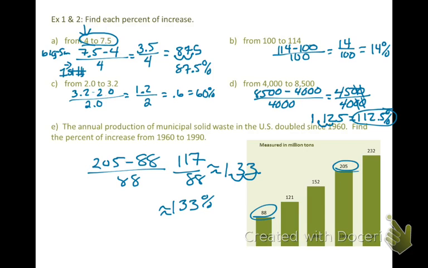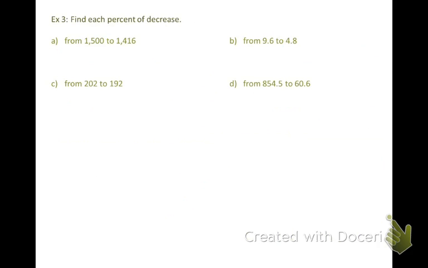It doubled a lot from 1960. Now remember, from 1990 on, about 2000 really is when they started doing more recycling and stuff like that. So then it came down a lot. So now we're going to do decrease. Again, it's the same idea. You subtract the two numbers, the bigger number first, then the smaller number.